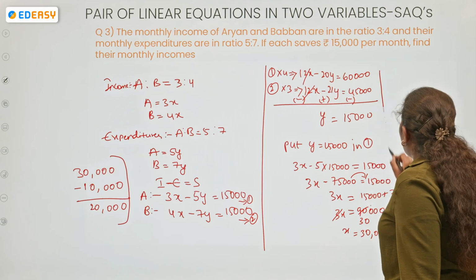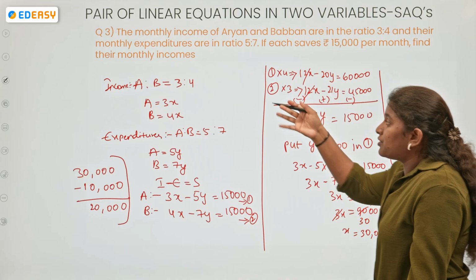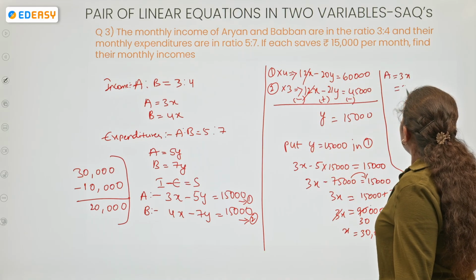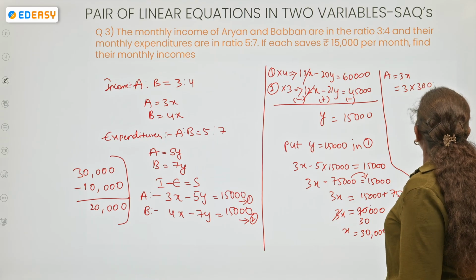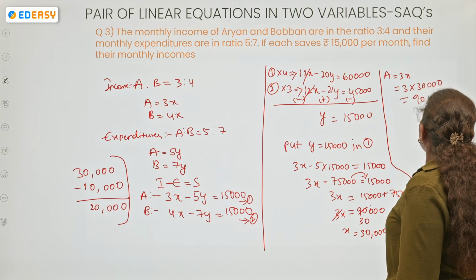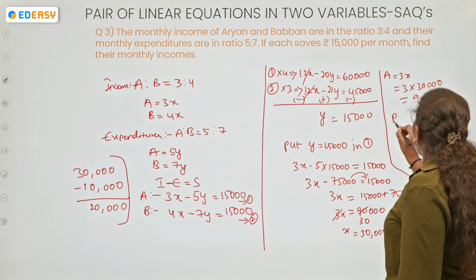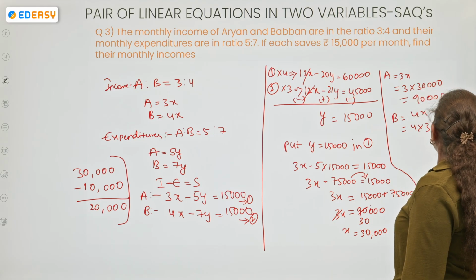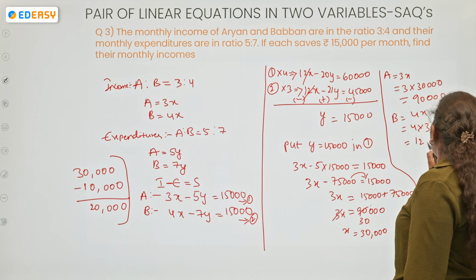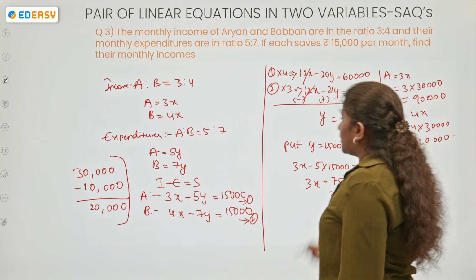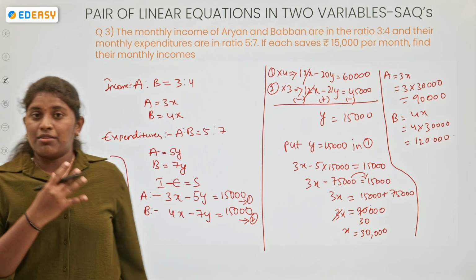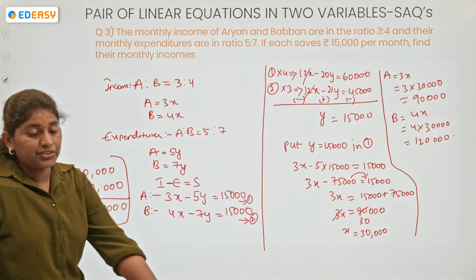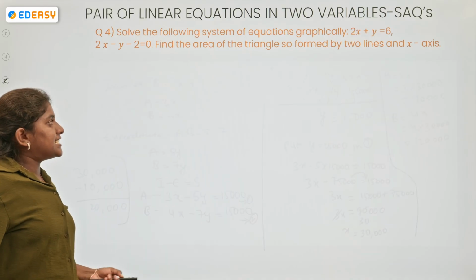Okay. Now what is the salary? That means what is the income for Aryan? For Aryan it is 3x, that means 3 into 30,000, which is 90,000. And for Baban it will become 4x, which is 4 into 30,000, which is 1,20,000. So coming to here, we found the incomes as 90,000 and 1,20,000. Okay, let's see the next.